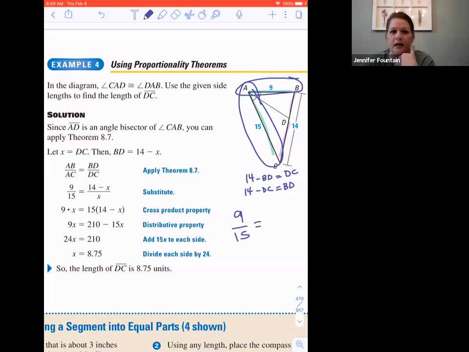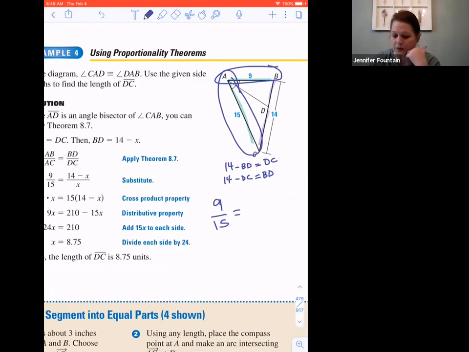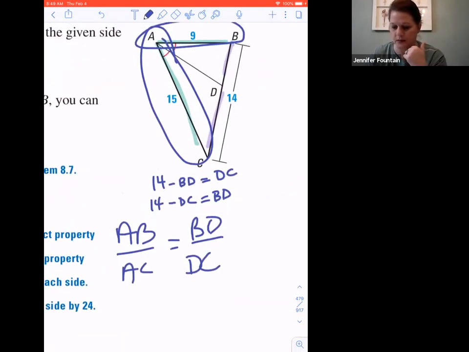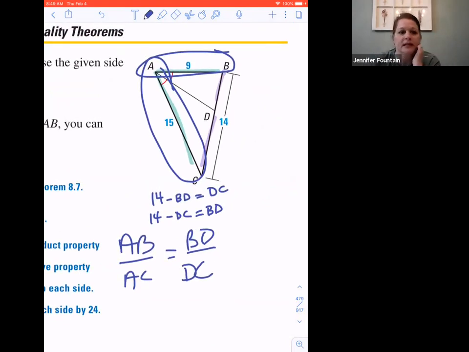So I've got AB over AC, 9 over 15, is going to be equal to BD over DC. So let me start out first by writing that in letters. AB over AC is equal to BD over DC. Okay, so in that example, AB is 9 and AC is 15.